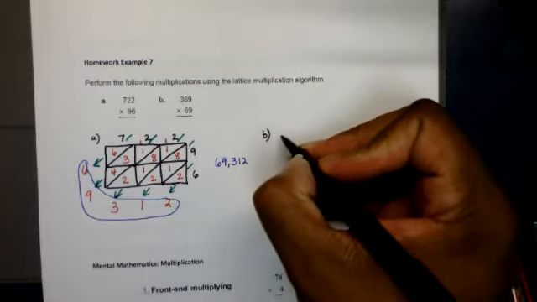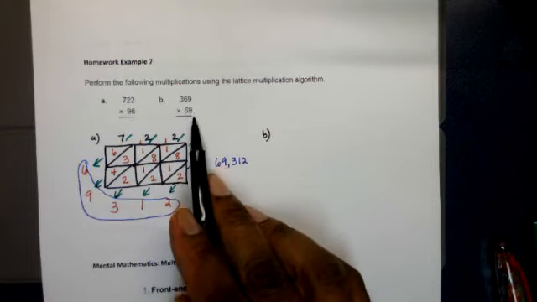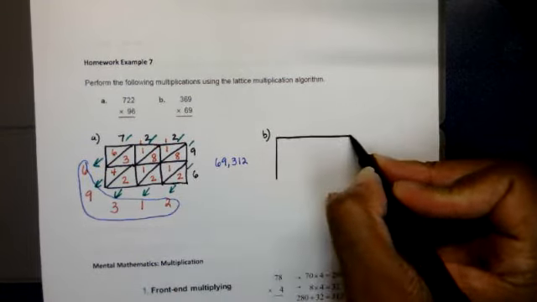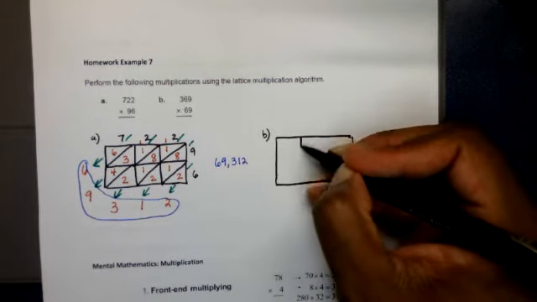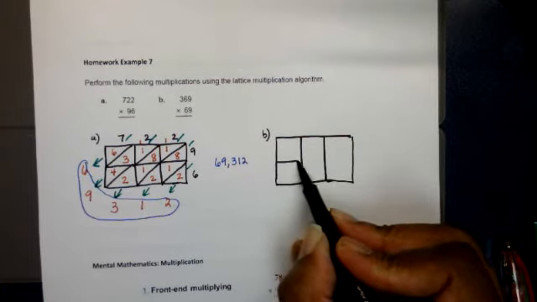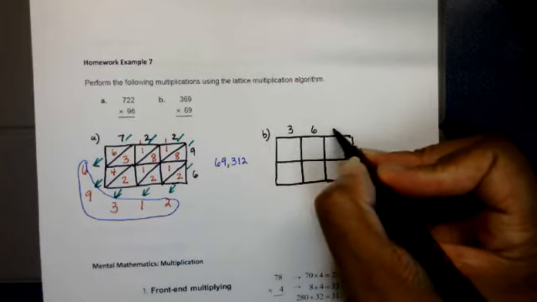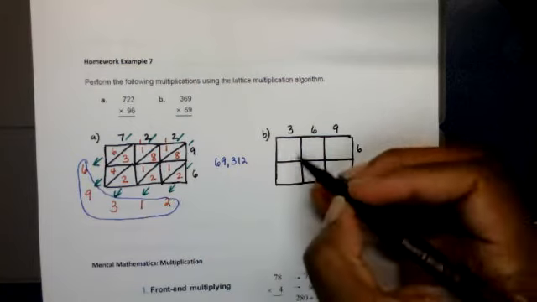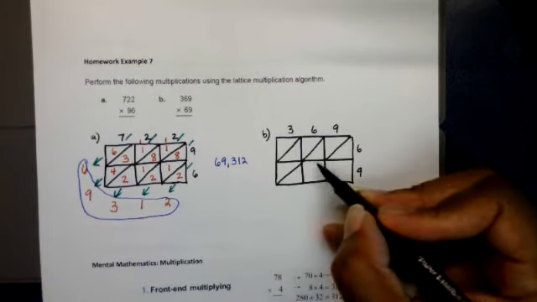Now part B. 369 times 69. Notice I have a 3-digit number multiplied by a 2-digit number. So I know I'm going to have 6 boxes set up like this. 3-digit number means I need 3 columns. By a 2-digit number, I need 2 rows like this. Because I'm going to put a 3 and a 6 and a 9 on top. Then the 69, the 6 and the 9 goes on the right side. And I'm going to draw my diagonals like this.